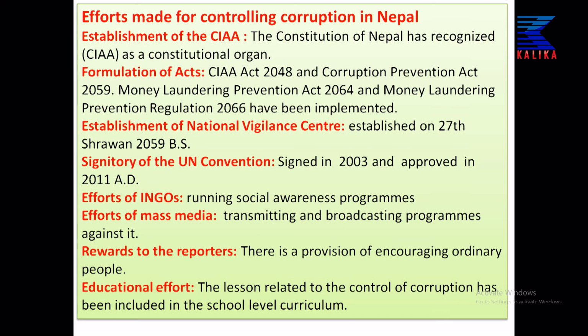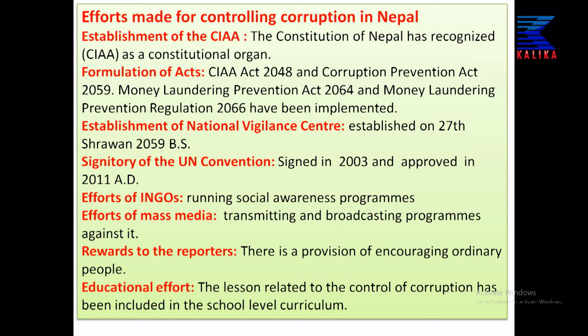The first effort that Nepal has made is the establishment of the CIAA, the Commission for Investigation of Abuse of Authority. That organization has been established as a constitutional organ in our country. This is the first effort done by Nepal, and the CIAA works for controlling corruption.